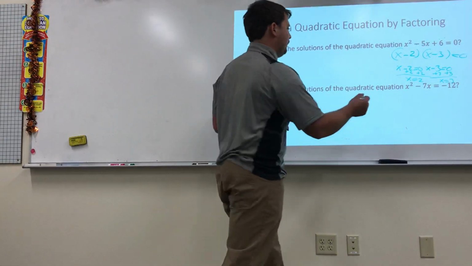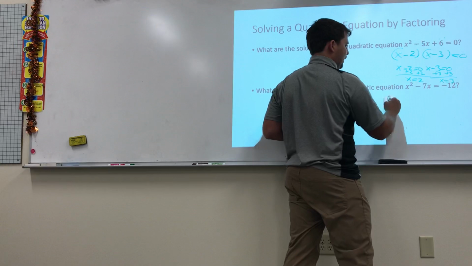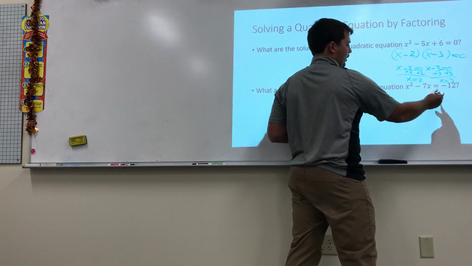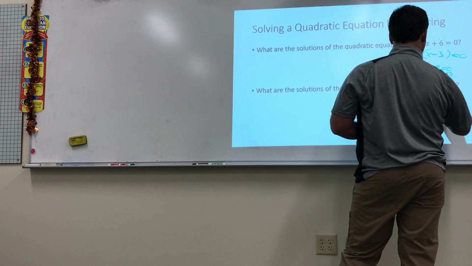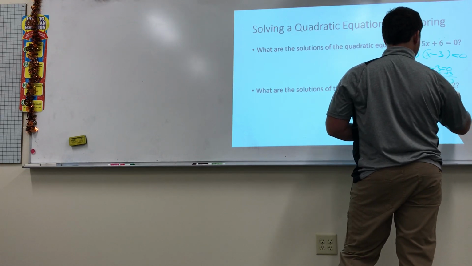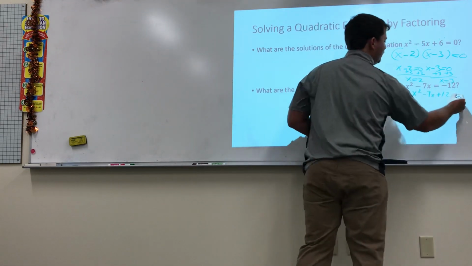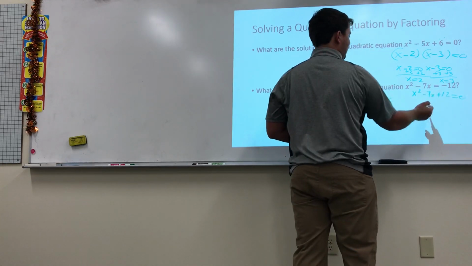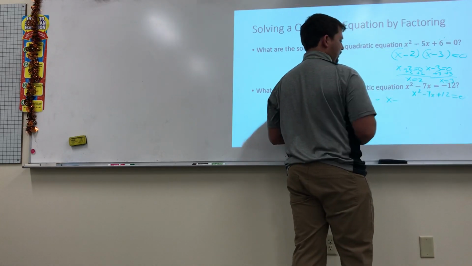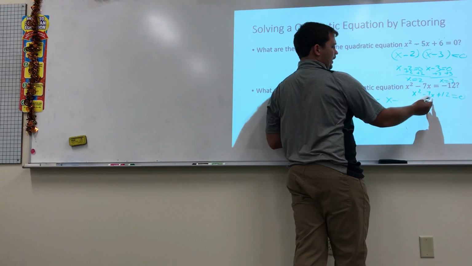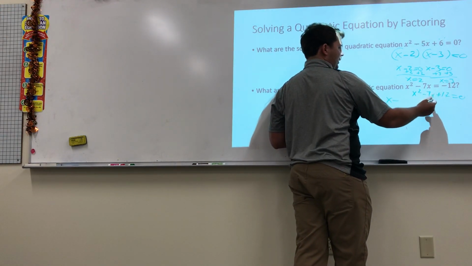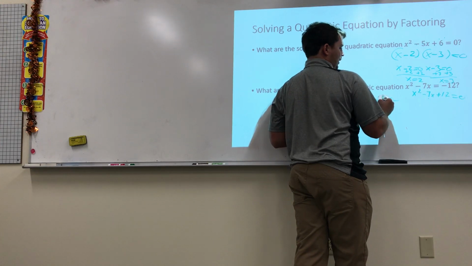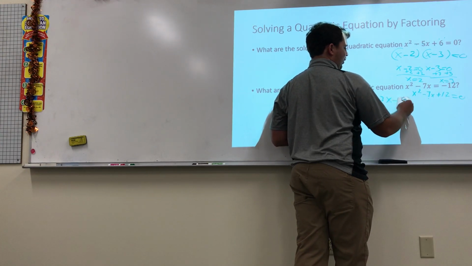Now, we do the same thing here. We have x and x. Alright, we should have added the 12 over. We got x to the second minus 7x, add 12, plus 12 equals 0. It's a plus and a minus, so we're going to have negative, negative again. We need to make 12 and it needs to add up to 7. How about 3 and 4?